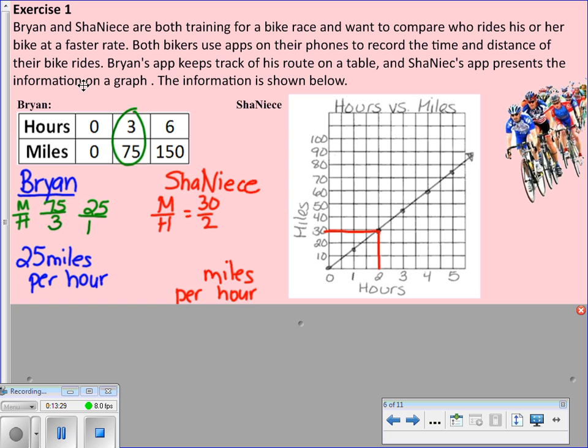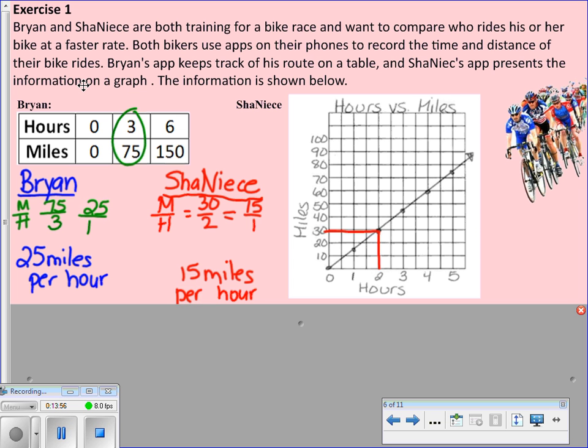So now, let's get that down to, that's my ratio. That's my unit rate. I don't care about 2 hours. I want to know 1 hour. 30 divided by 2, and what we get? So it is 15 miles per hour. So I know that Brian is 25 miles per hour. Shanice is 15 miles per hour.